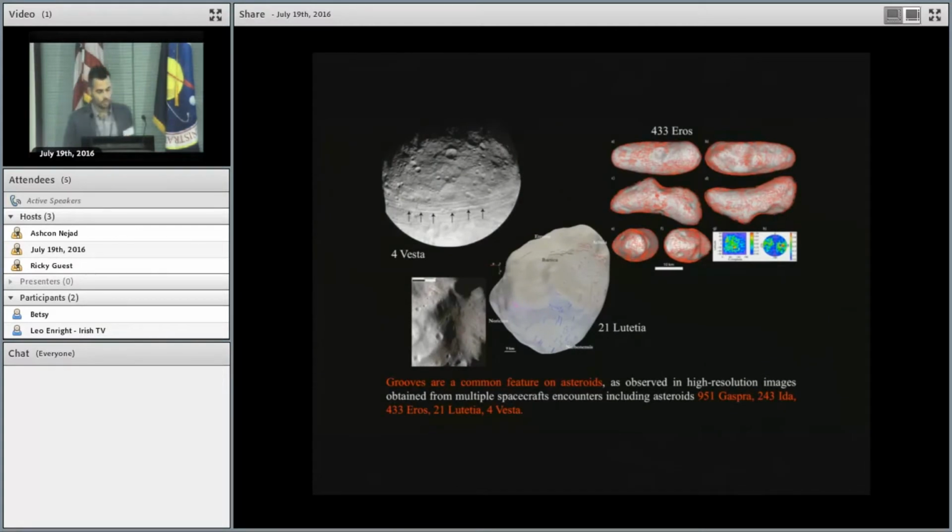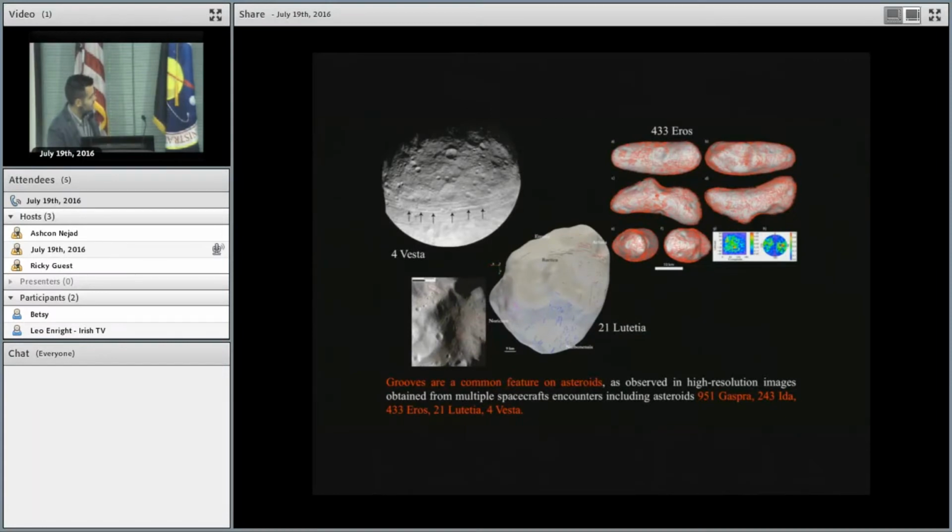Grooves are not unique to Phobos. They are a common feature on different asteroids that were observed in high resolution. For example, here you see equatorial grooves on the surface of asteroid Vesta observed by Dawn. Then there are also grooves on asteroid 21 Lutetia, observed by the Rosetta spacecraft in 2010.